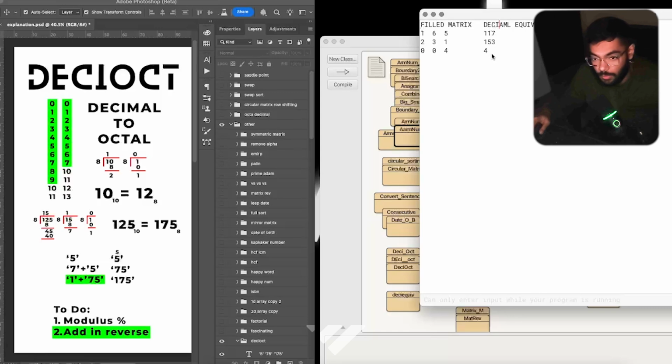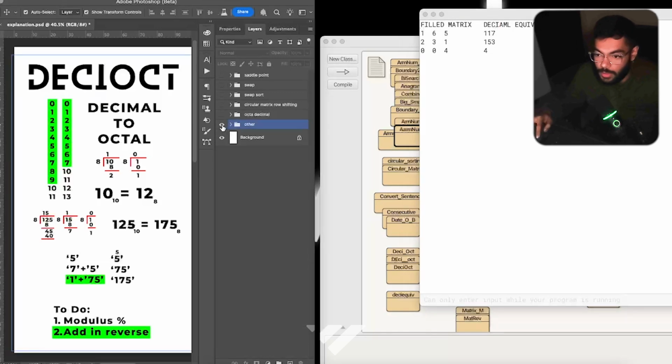So this was the program for converting from octal to decimal.